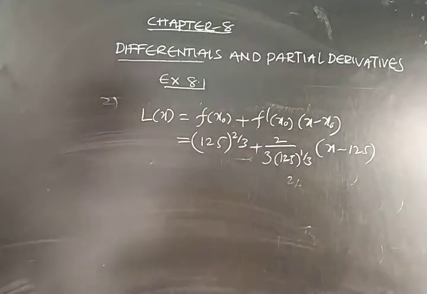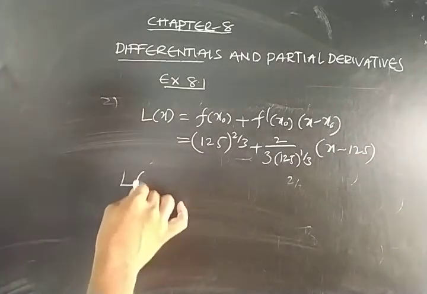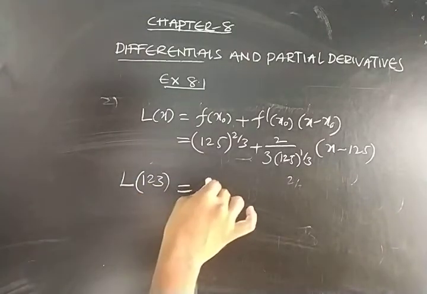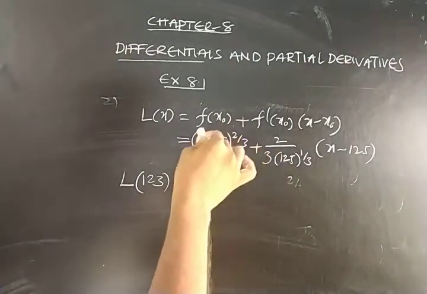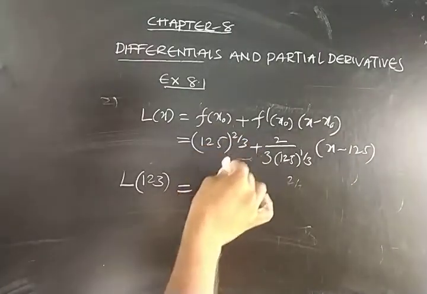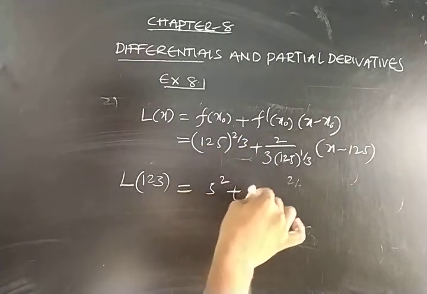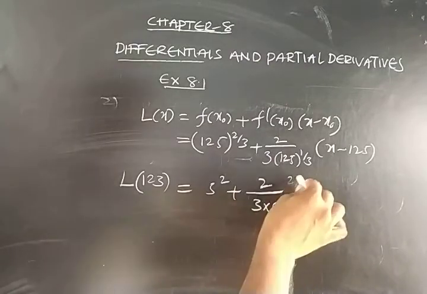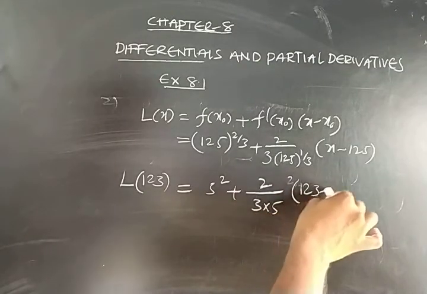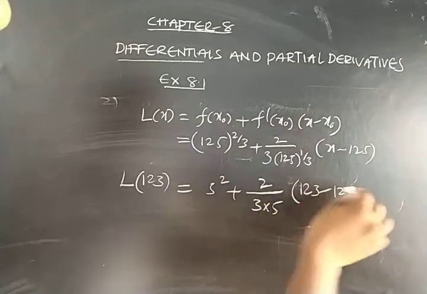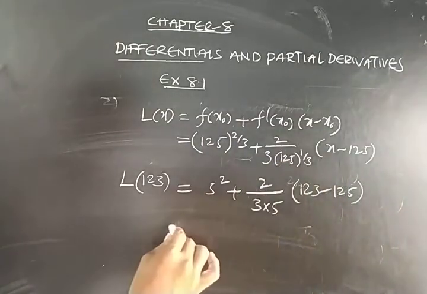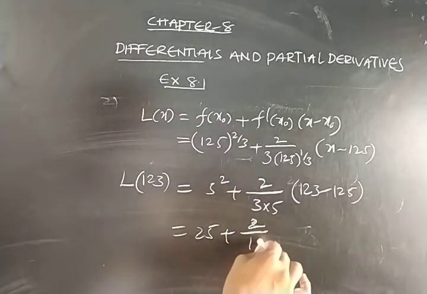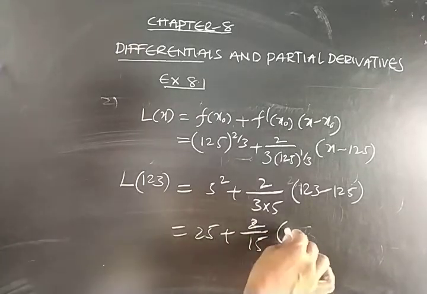Now I am finding the approximation value of L of 123. X is 123, so 125 you can write as 5 cube, so 5 square plus 2 by 3 into 5, in place of x I am substituting 123 minus 125. So 5 square is 25 plus 2 by 15, 123 minus 125, that is minus 2.